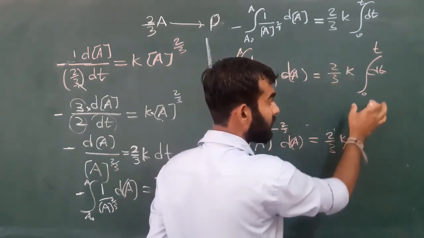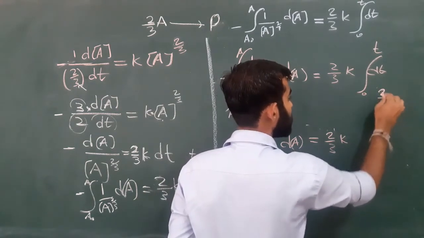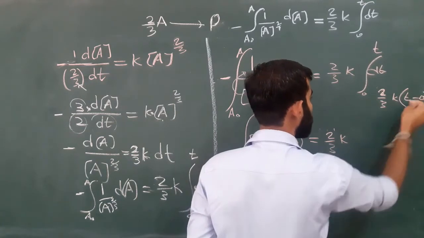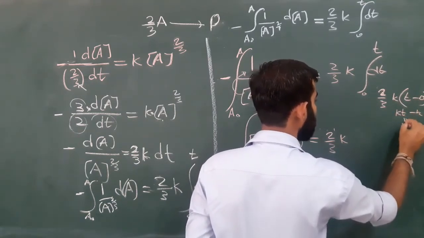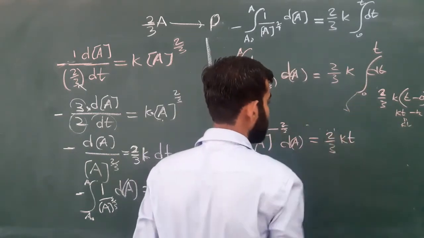We have to deduct lower limits from upper limits. So here 2 over 3 k, upper limit t, lower limit 0. Answer will be kt minus k0. So answer will be kt. So here answer will be kt. I integrated that part. It is very easy.